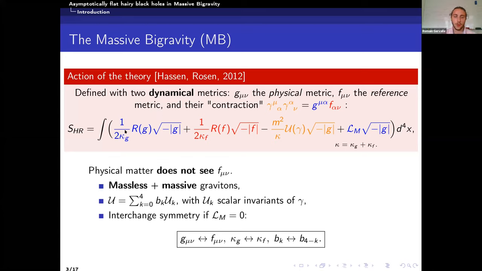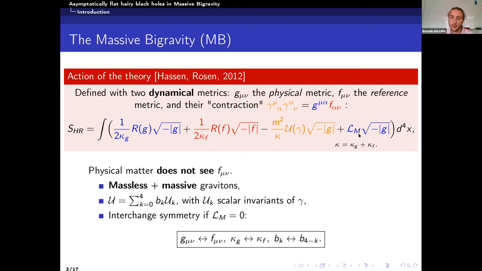First, we have an Einstein-Hilbert term for the first metric. Here, R of g is the Ricci scalar computed from g_mu_nu, and kappa_g is a coupling constant. Then we have another Einstein-Hilbert term for the second metric, in red. And then we have an interaction term with a potential which depends on gamma, which is, roughly speaking, a contraction of the two metrics. M is a mass parameter, very important because it's a massive gravity theory. Kappa is just the sum of the two other gravitational couplings.